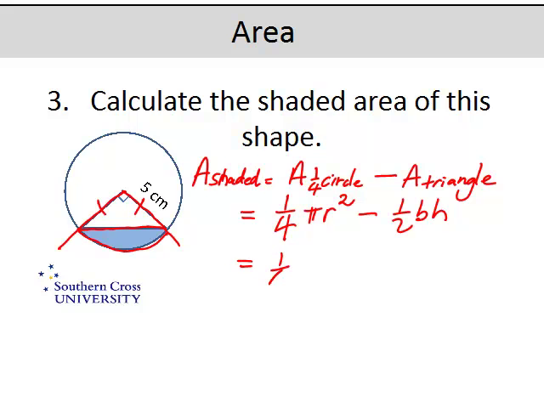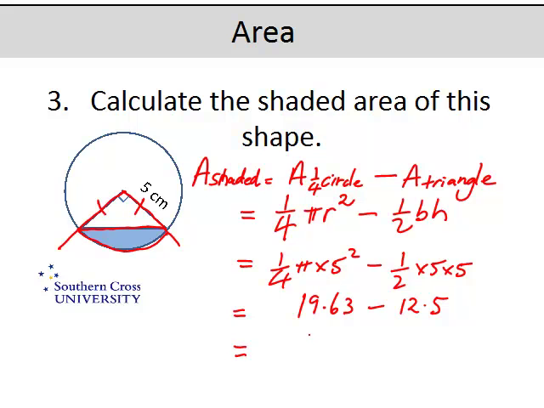So this is a quarter times pi times 5 squared, subtract a half times 5 times 5, which comes out at 19.63, take away 12.5, which is equal to 7.13 square centimetres.